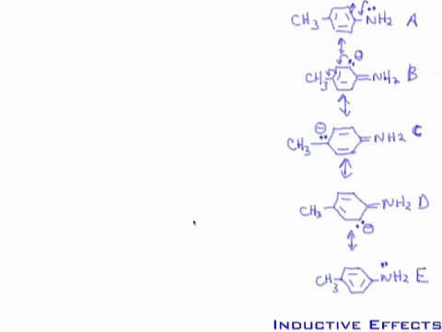I can draw very similar resonance structures for the nitro. In fact, I can do that. I can replace this now with an NO2, and let's do that. So there's an NO2. Here's an NO2. For this structure, I'll show you what the structure of NO2 looks like.